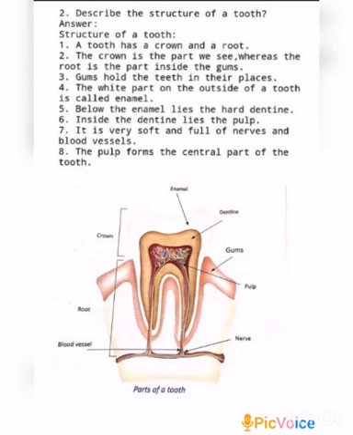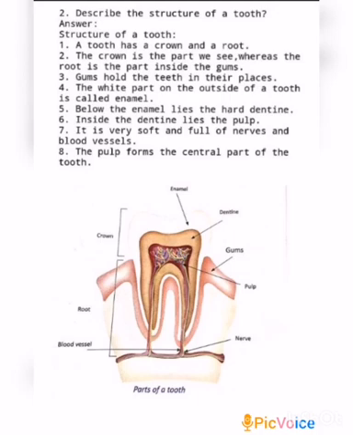Next, gums hold the teeth in their places. The white part on the outside of a tooth is called the enamel. Below the enamel lies the hard dentine. Inside the dentine lies the pulp. It is very soft and full of nerves and blood vessels. The pulp forms the central part of the tooth.